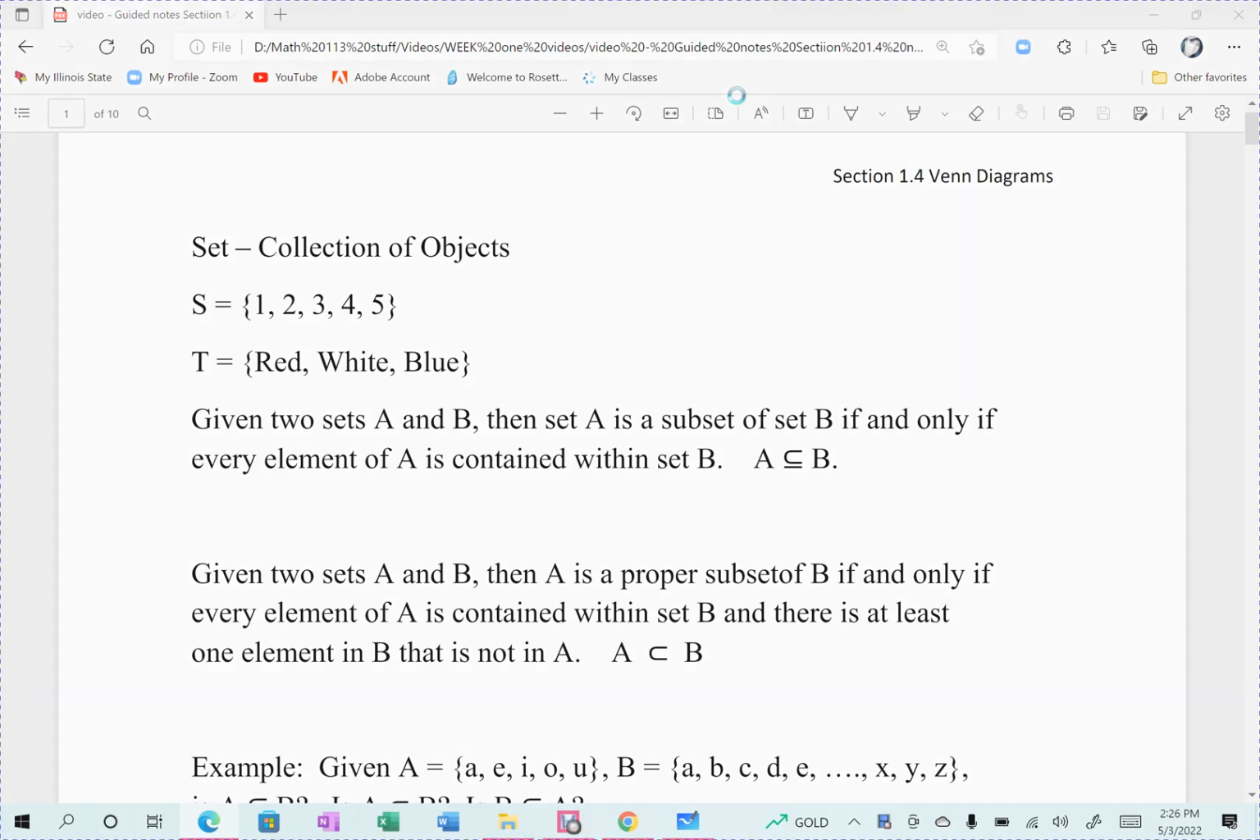All right, so 1.4. We're going to talk about set operations, sets of things. And what we're going to really want to get to is Venn diagrams. Venn diagrams are sort of the meat of this section. Before we get to Venns, which are a visual representation of collections of objects, which we then use in later sections for different things.